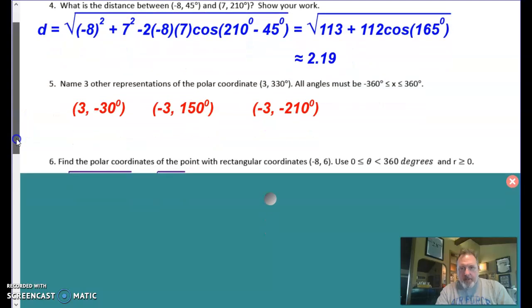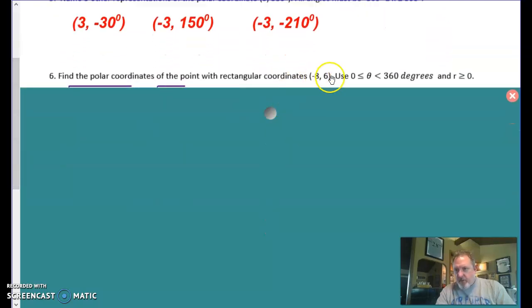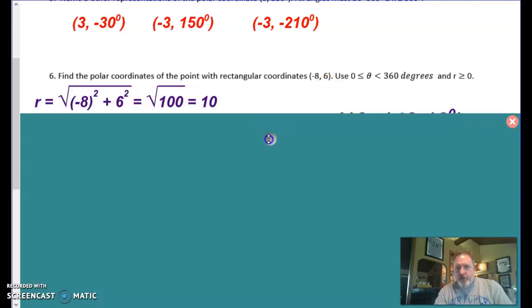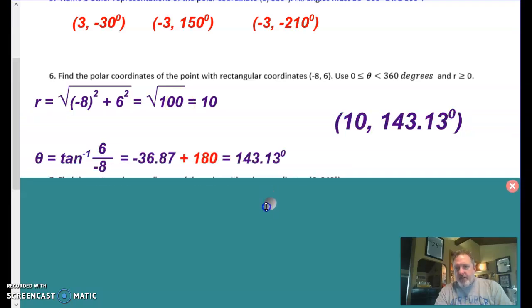Okay, polar coordinates with rectangular coordinates. So I got x and y, and I need to get this in polar. Notice this is in degrees here. You want to pay attention whether it's degrees or radians. So to find r, I square x and y. So it's just like doing the Pythagorean theorem. So negative 8 squared, 6 squared. It's going to be 100, so r is 10. Inverse tangent for my theta value. And again, that's inverse tangent of y over x. I get negative 36.87.